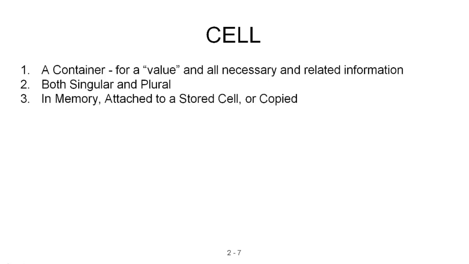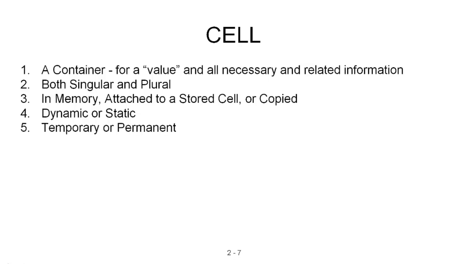A cell is both singular and plural. If there's one, it's singular. If it's more than one, it's plural. It's in memory, or it's attached to a stored cell, so we can edit it. We'll bring it into memory, edit it, and store it back. Or it can be a copy of it, or portions of it. And cells are dynamic, created at runtime, or static, created at compile time.